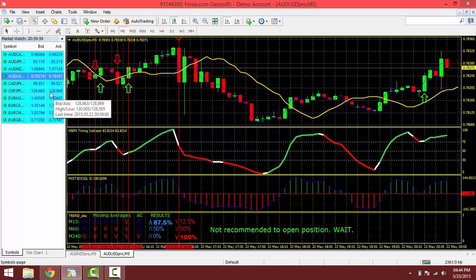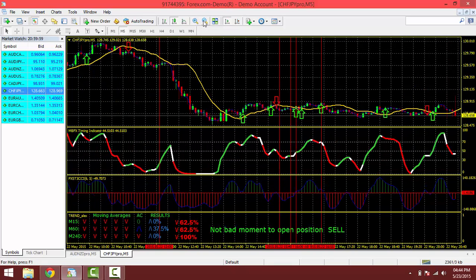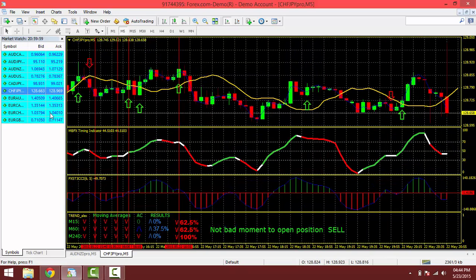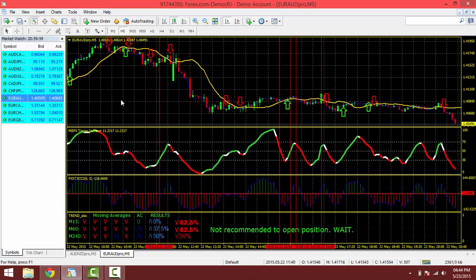Let's see what else we got here. So this is a downtrend apparently, according to the indicator. According to the indicator, we're going downwards as well here. To me, it looks neutral. I would not even mess with it. Let me see what else. Neutral.